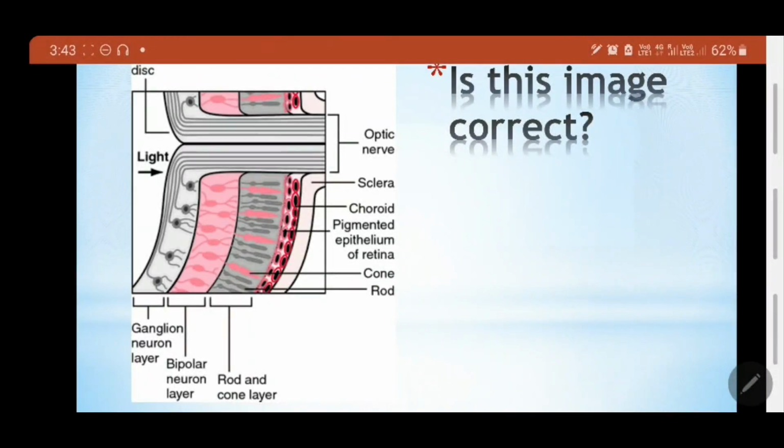In this next slide, I have made a question sort of thing. I've given this image and you have to tell whether this image is correct or not. But unfortunately, this is not a live lecture, so I cannot ask you. Ultimately, I will have to tell you what the fault in this image is.